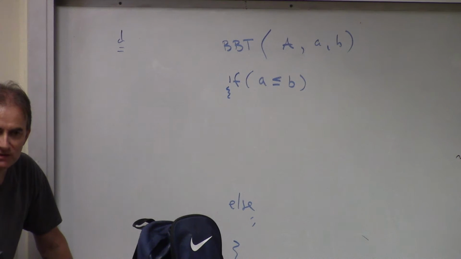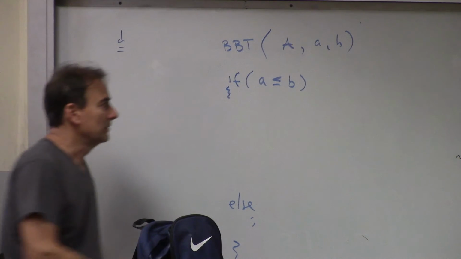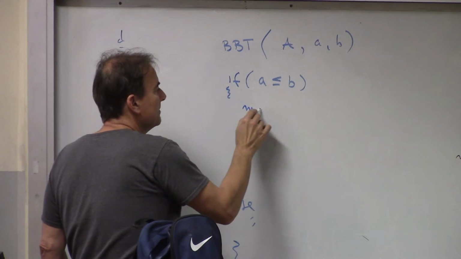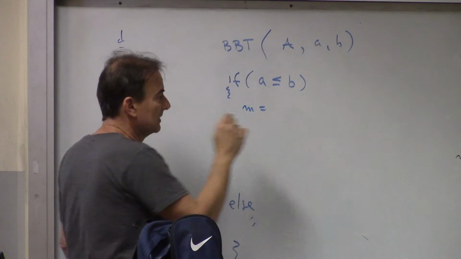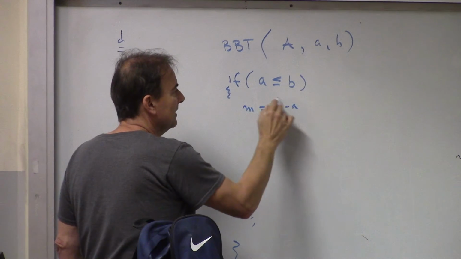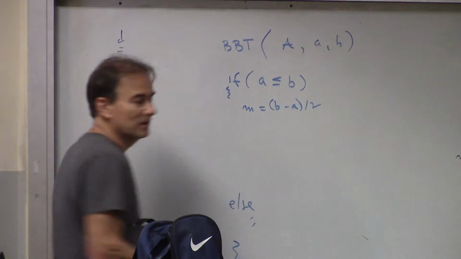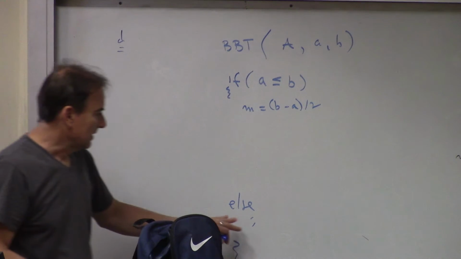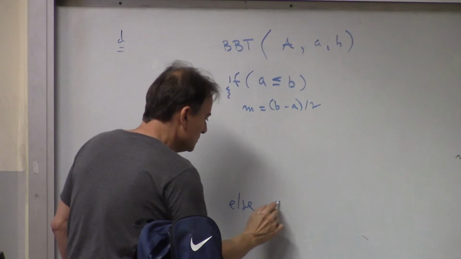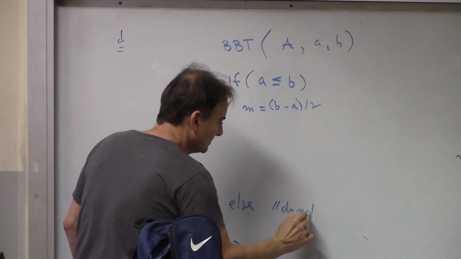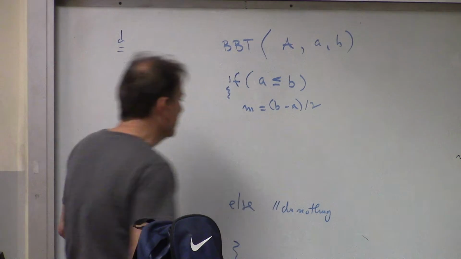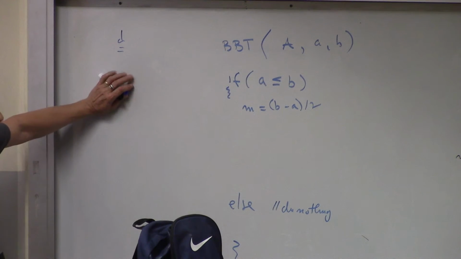So we need to find the middle node. Where's that middle node? So the middle node M is equal to B minus A divided by 2. Are you with me? Okay. So else, I'm going to say here, do nothing. Okay, so the middle is going to be here.